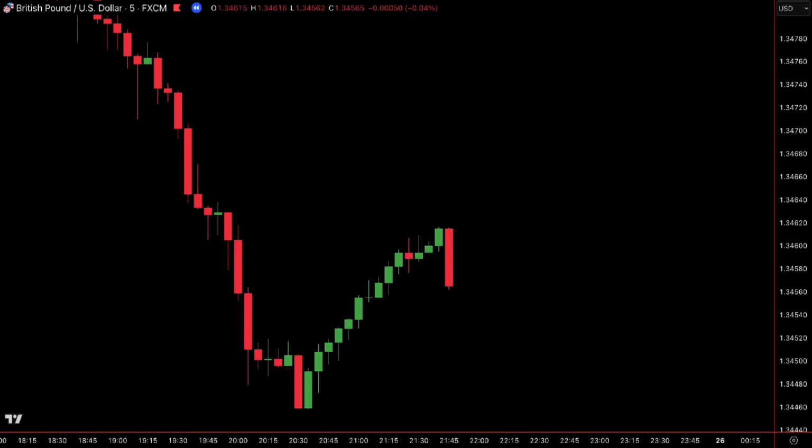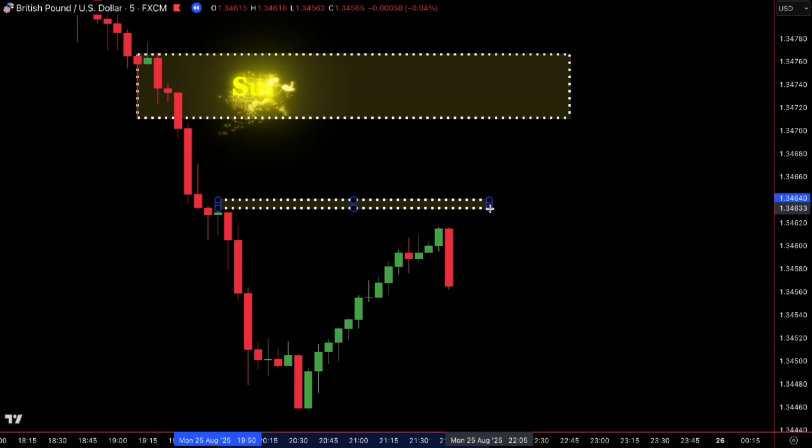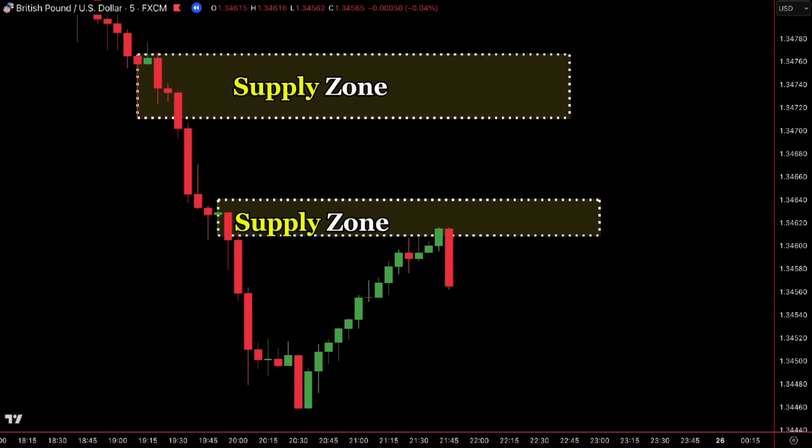Here's a clean chart of the British pound US dollar on the 5-minute chart. Notice how price drops sharply from these two areas, the first supply zone and the second supply zone. These are smart money zones, meaning there were a lot of sell orders placed here in the past. Now price rallies back into the second zone. This is where we expect smart money to step in again, defend their positions, and push price lower.